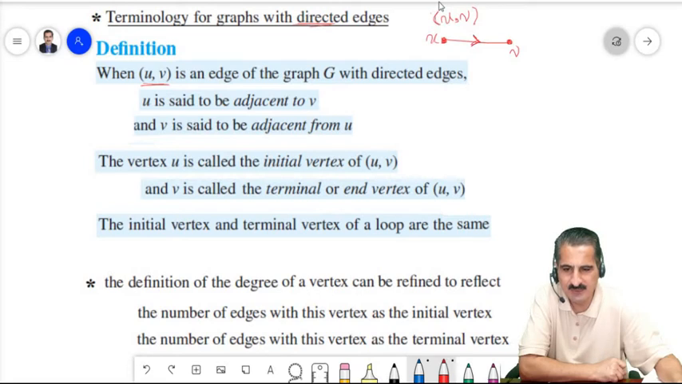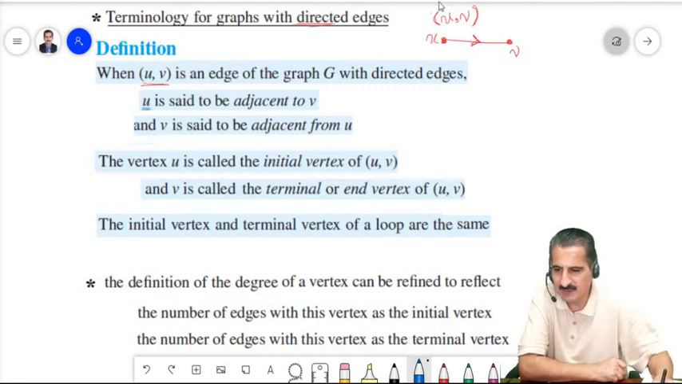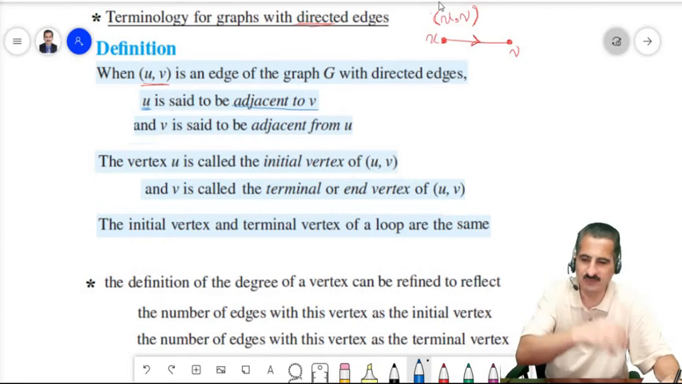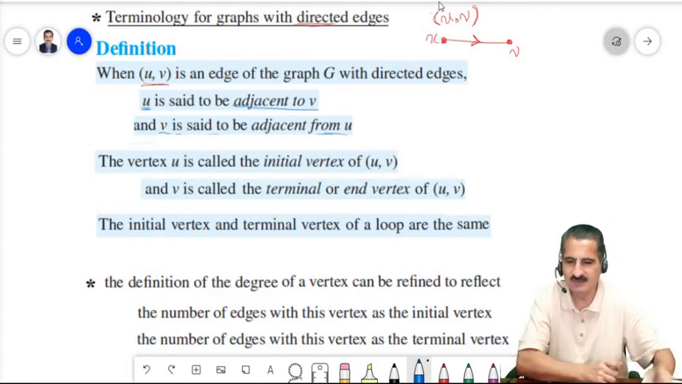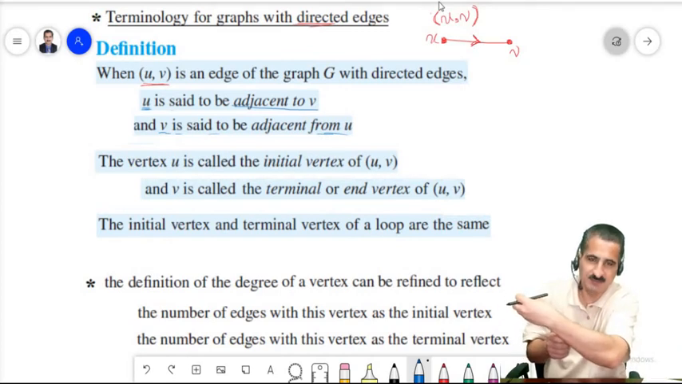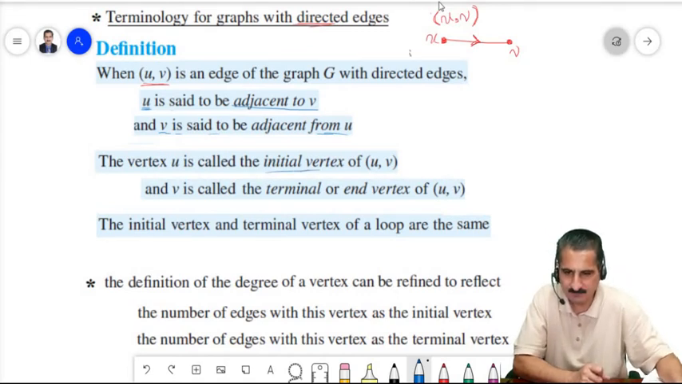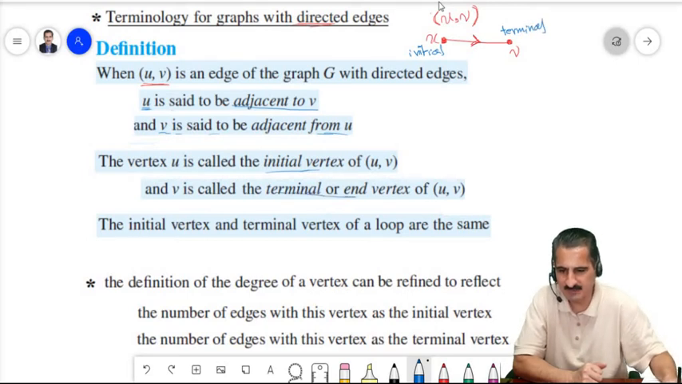So we will use parentheses to denote that. And then we will say u is adjacent to v, like going to v, and v is adjacent from u. So an edge is coming from u to v. This u will be called the initial vertex of the edge, and this v will be called the terminal vertex of the edge. When you see that, this means an edge.